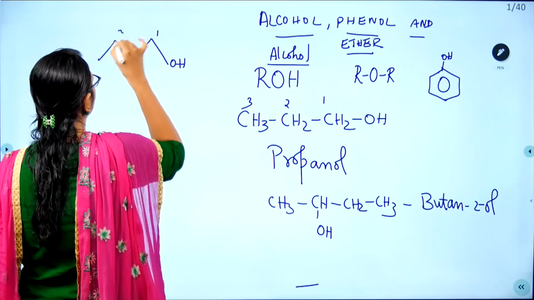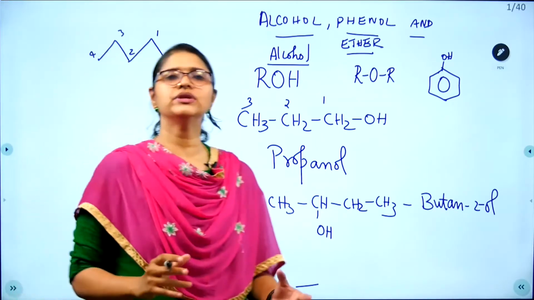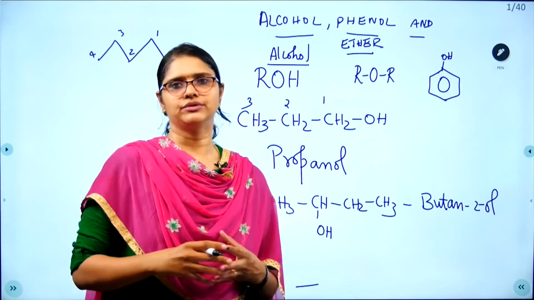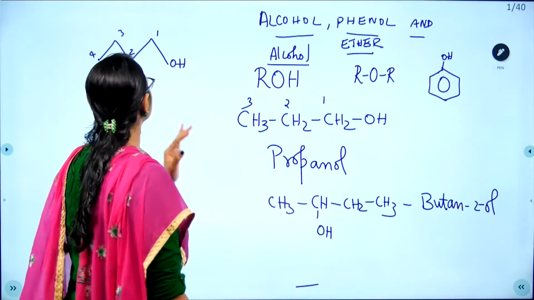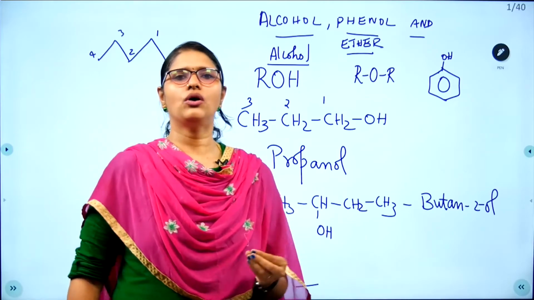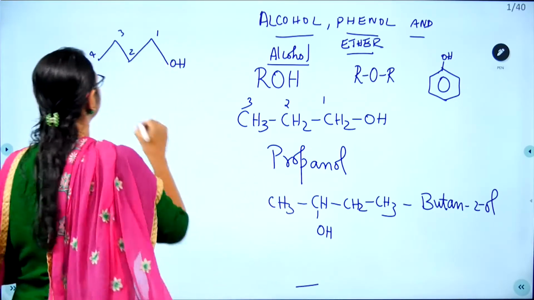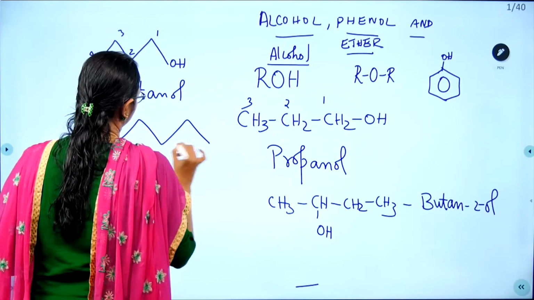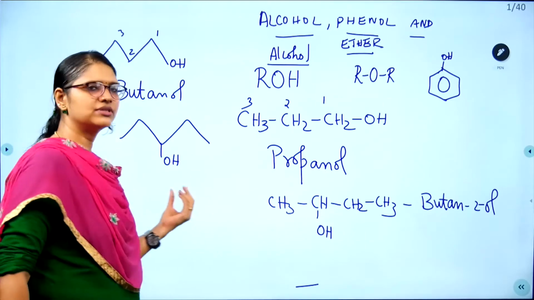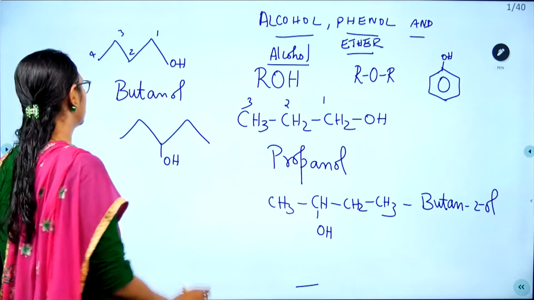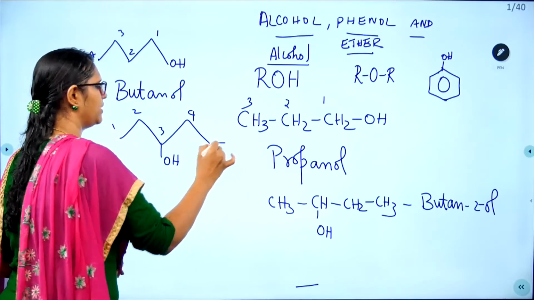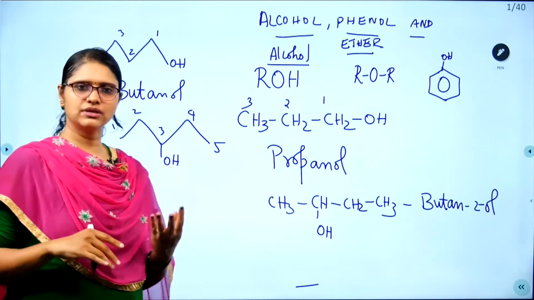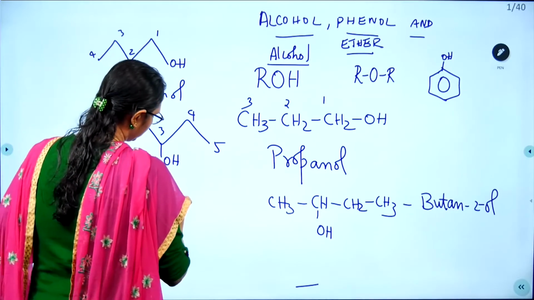This is a bond line formula where only the lines are shown, so we don't show carbon and hydrogen. The number of carbon atoms is 4, so it is butan-1-ol or simply butanol. How about this compound? The longest carbon chain is 1, 2, 3, 4, 5, so it is pentane, and the OH is attached to the third carbon atom, so it is pentan-3-ol.